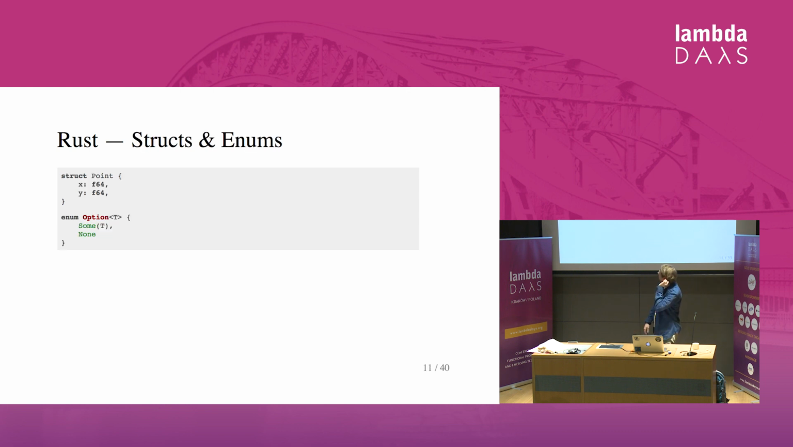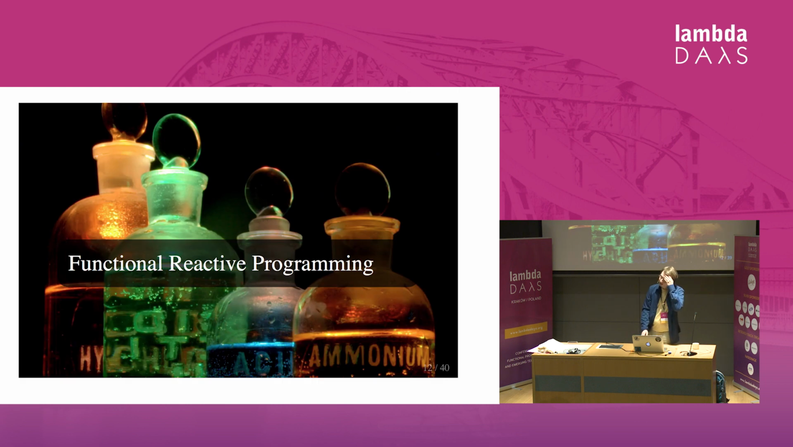Okay, just a bit more. Of course, we have structs and enums. Enums are pretty much like algebraic data types, and structs are the same thing as in C. These are the fundamental building blocks for building more complicated types in Rust, and they have a very efficient representation on the machine in the end. Okay, that's so far about Rust.